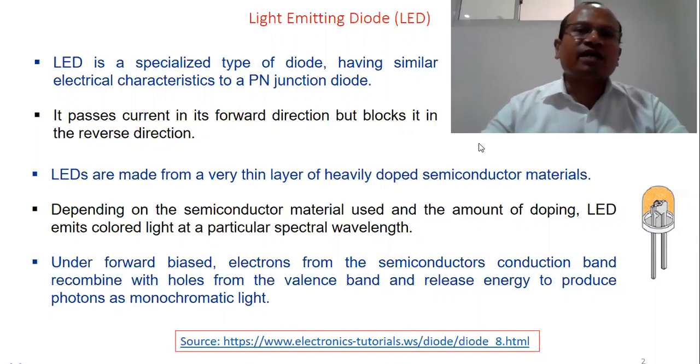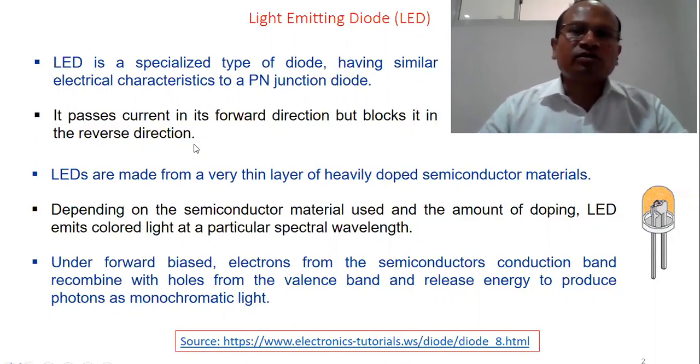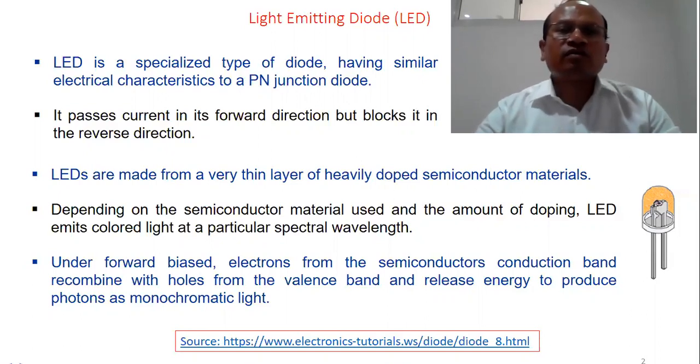It passes current in the forward direction but blocks it in the reverse direction. Ordinarily, in a normal diode, this happens. In forward bias, current flows, but in reverse bias, there is no current. There is a very minimum current, which appears when we increase the potential in reverse bias, called the reverse saturation current.